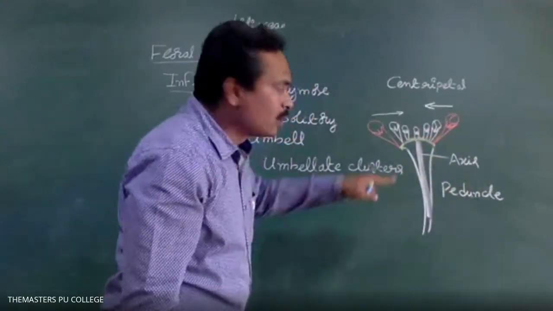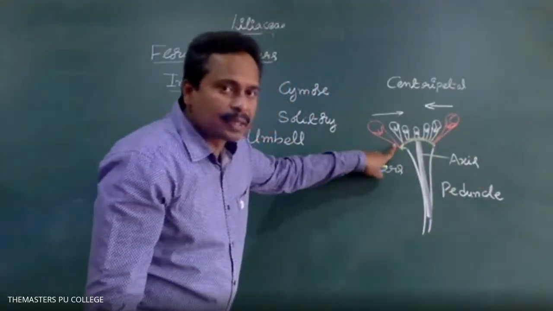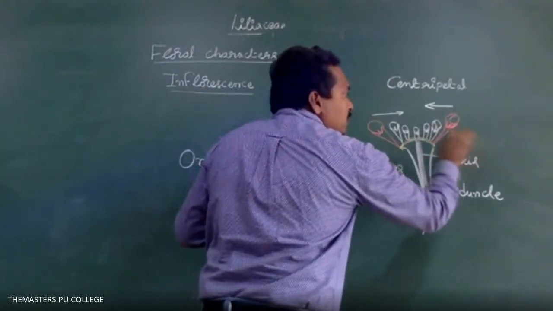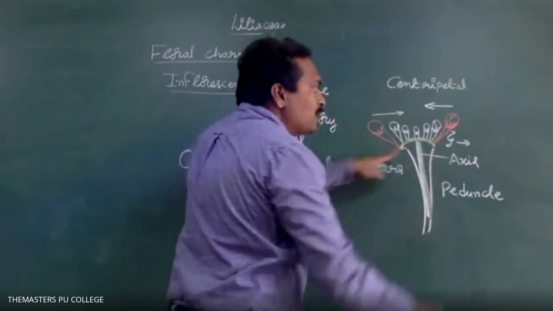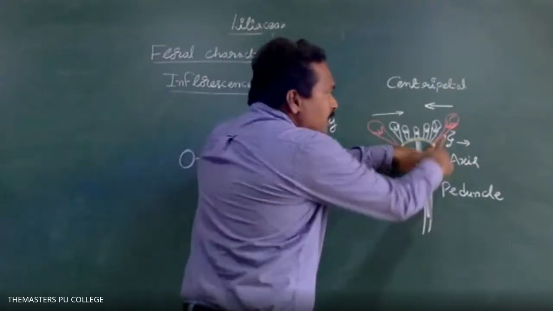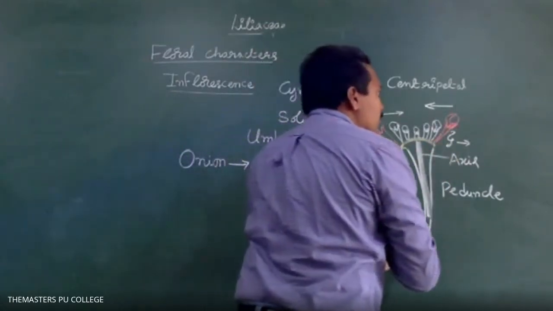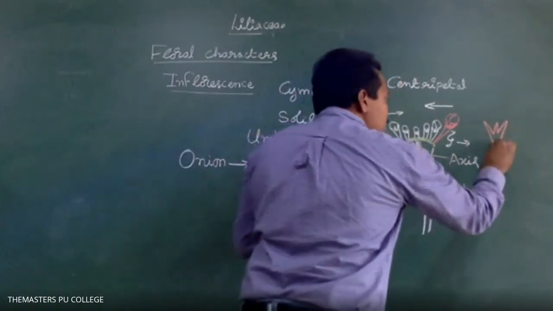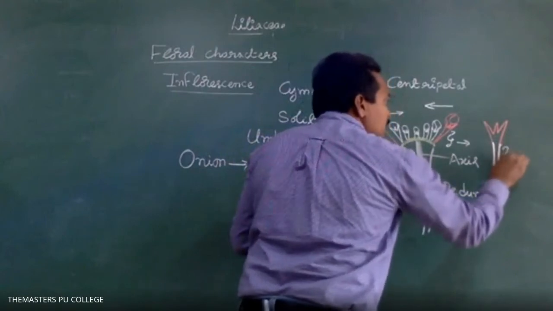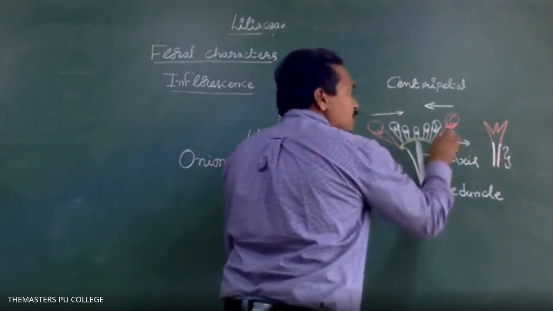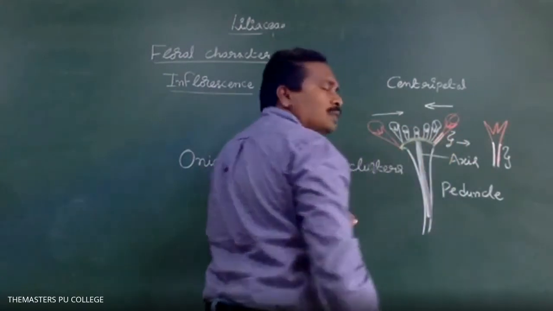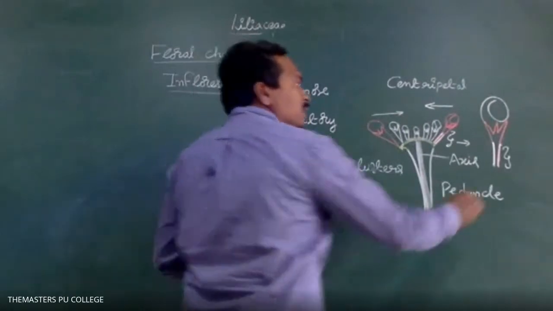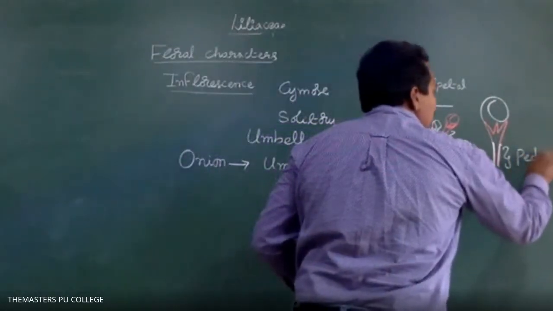Several flowers are there now on this terminal region. Each flower has a pedicel. Is it visible clearly? At the peripheral region, in this flower, right? Here is the flower. This is the top of the flower. This is the pedicel.